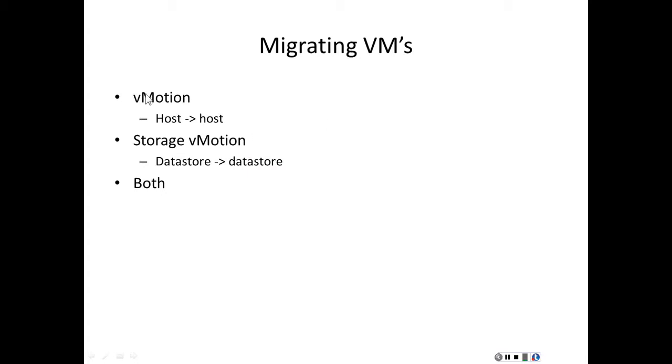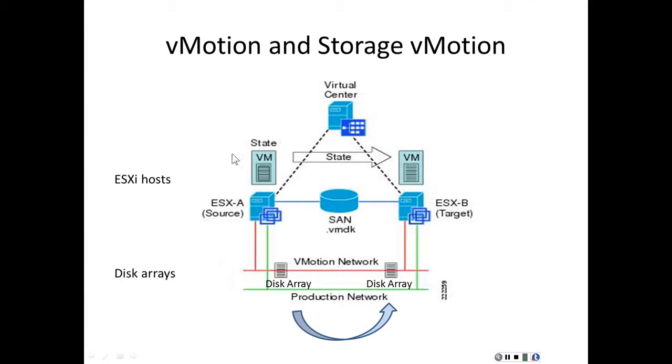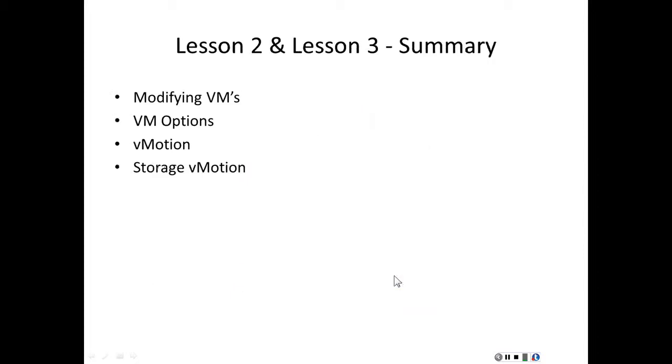Migrating virtual machines, whereas VMotion migrates from one host to the other, storage VMotion migrates from one data store to the other. You can do just VMotion, you can do just storage VMotion, or you could do both VMotion and storage VMotion simultaneously. VMotion moves a running VM from one ESXi host to another ESXi host. Storage VMotion moves the files from one disk array to the other.